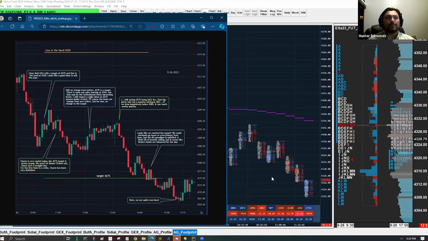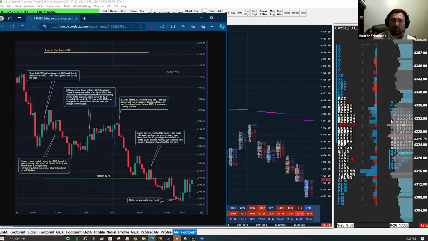So right here, we're going through an example of I think the last AG we had, which is 9 months ago. And clear anti-GEX in the morning, we have a target of 42.75, a line in the sand above 43.20. So we don't necessarily see a line in the sand, but to go back to GEX, we see heavy absorption there, and then the dealers start really aggressively selling for AG.